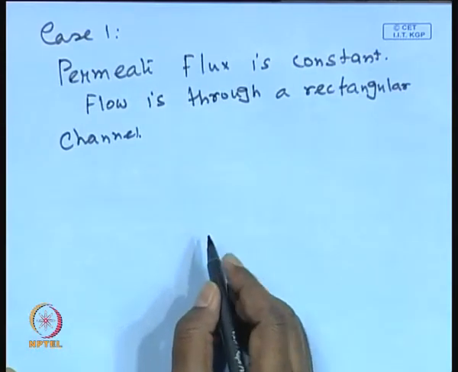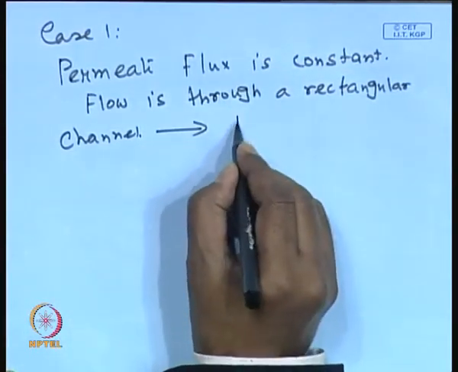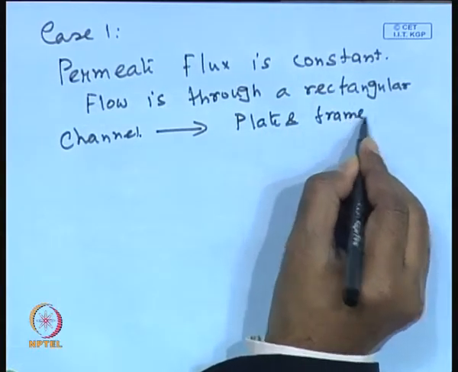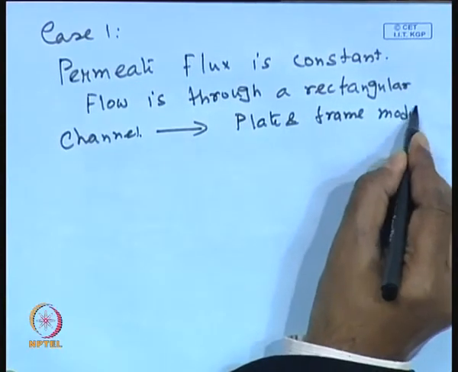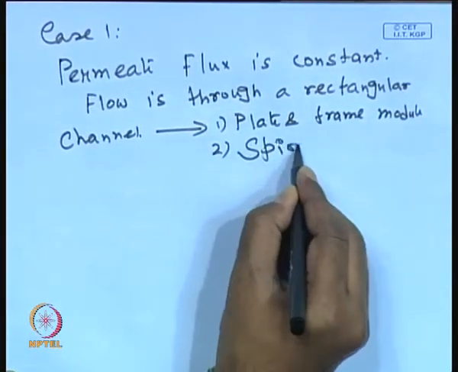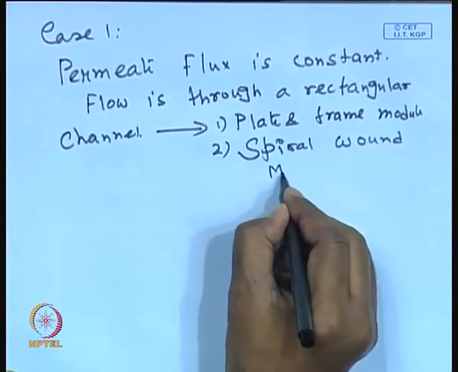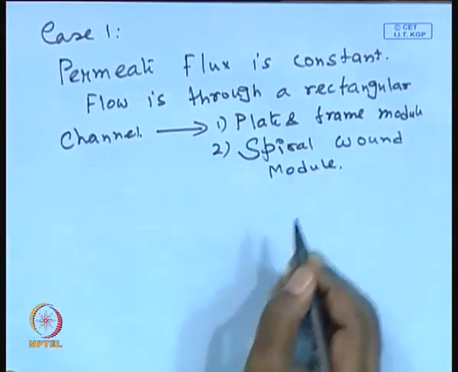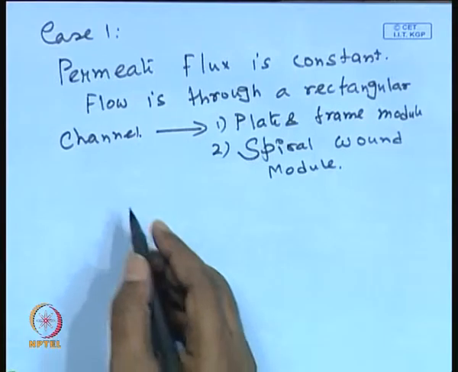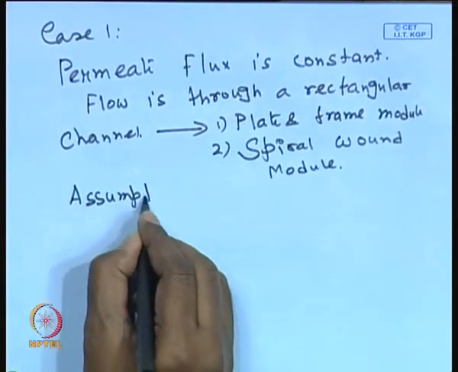Rectangular channel, and the assumption that this is valid for a plate and frame module or a spiral wound module. Okay. Now, there are several assumptions involved in this modeling. Let us first list down all the assumptions.